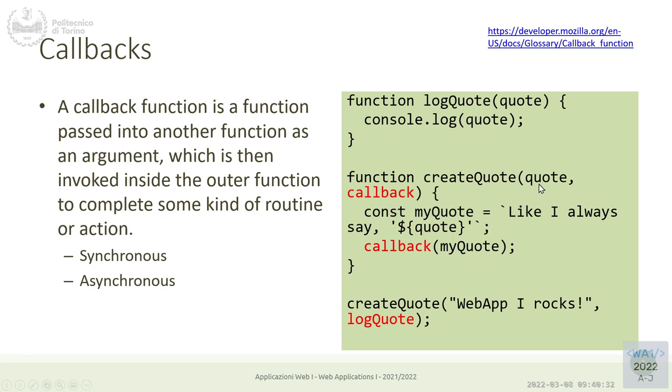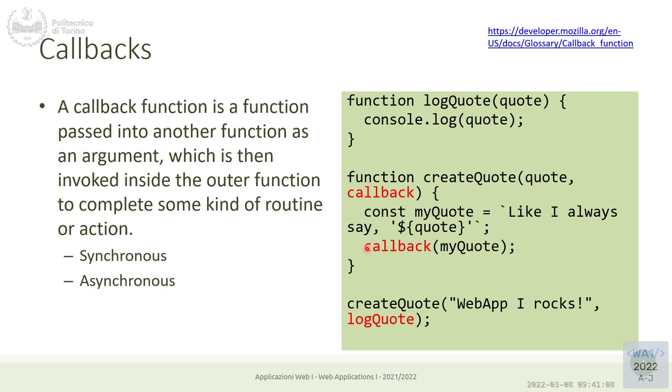Creates a string using the first parameter. I like to say the quote. And then it calls a function that actually is the second parameter of this createQuote function. So callback is a second parameter, but we expect it to be a function. And so if it's a function, this is a reference to a function, it can be called as a normal function. In this createQuote function, we don't really know which function we are really calling.